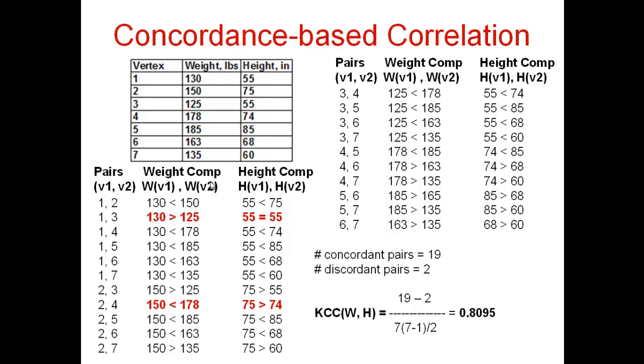Now 1, 4, we have 130 less than 178, height 55 less than 74. So that's fine. Keep comparing like this and identify the discordant pairs. The rest are going to be concordant pairs. Here we have a total of 21 pairs because n is 7, and 7 times (7 minus 1) over 2 is 21. So out of these 21 pairs, 19 are concordant and 2 are discordant. So Kendall's concordance based correlation coefficient is going to be (19 minus 2) divided by 7 times (7 minus 1) over 2.